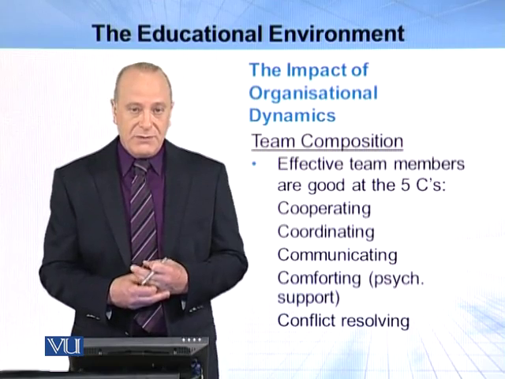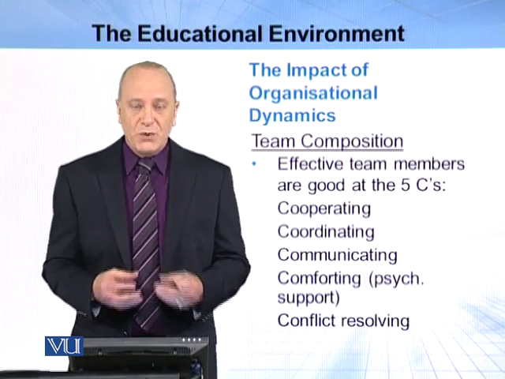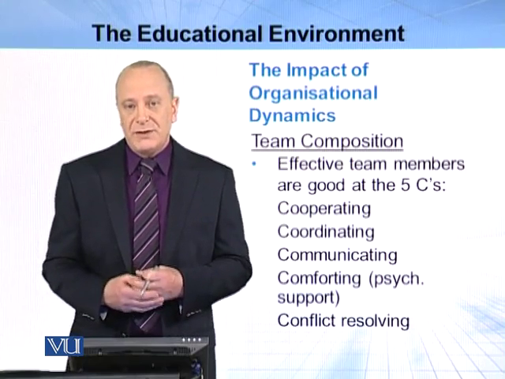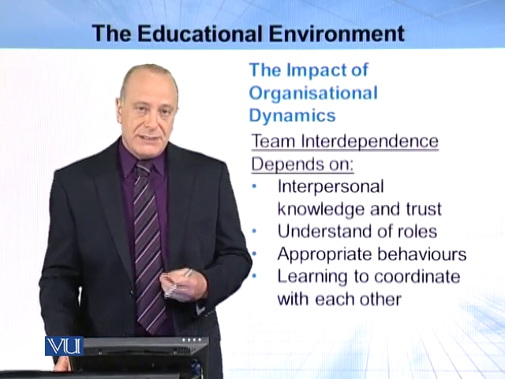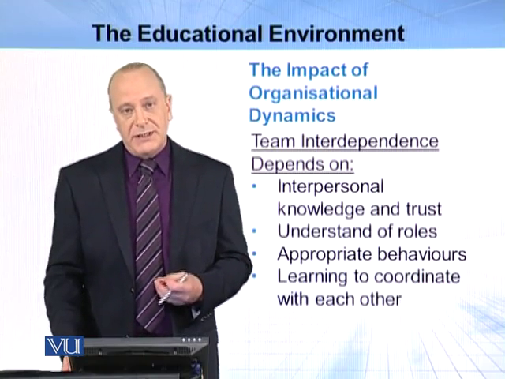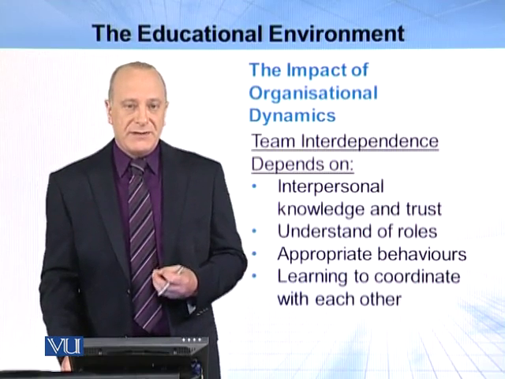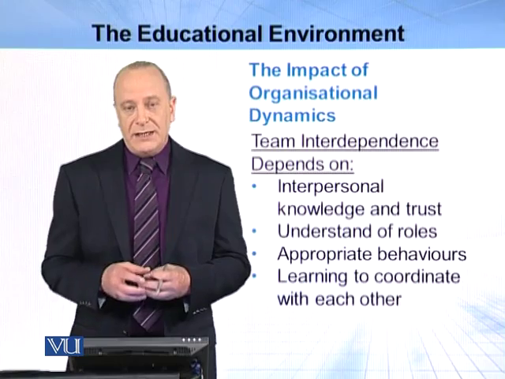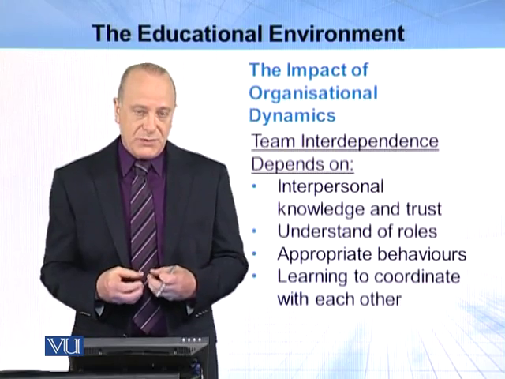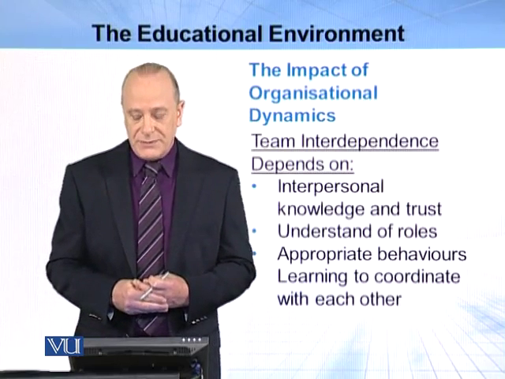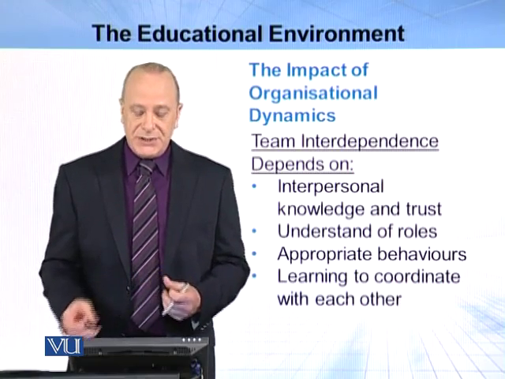And the final C is conflict resolving, how the group is moving from the storming stage of its development into the norming and the performing stage of its development. So team interdependence then depends on a number of factors, and the reflective practitioner can try to identify these factors and the extent to which these factors are having a positive impact on the group. Things like individual understanding of the roles that people take on in the group, and also learning to coordinate activities between each other in the group.